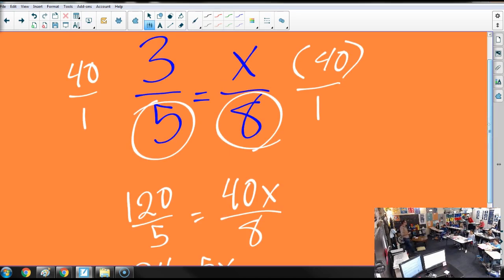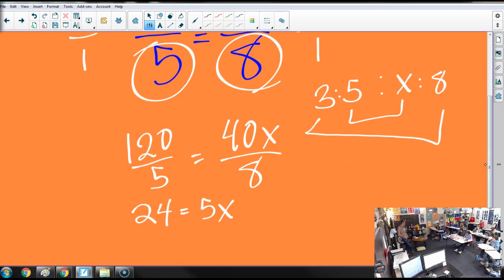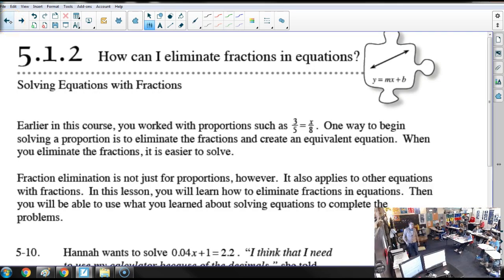So what that means is, if we wrote this out as ratios, it is 3 to 5 compared to x to 8. The extremes are the outsides, the means are the inside. That's where that name comes from. You don't need to know that, but I like to let you understand why in the world we are allowed to do this fancy math.